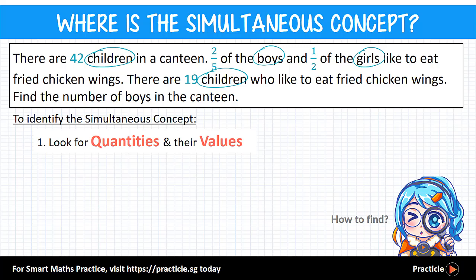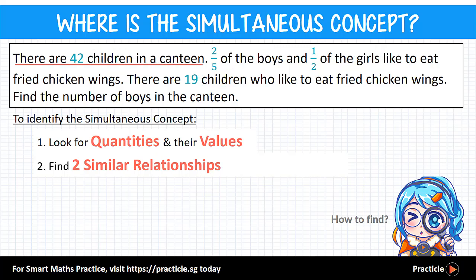The next thing you'll notice about these questions will be that you can usually form two relationships from the information that's given. And on top of that, these two relationships often follow the same mathematical sentence structure. Okay? What do I mean? Let's look at this math question together. This time, we'll try to convert the sentences that we have into mathematical statements. We know that there are 42 children in the canteen. If I were to write this out, it'll probably look something like this. Number of children equal to 42.